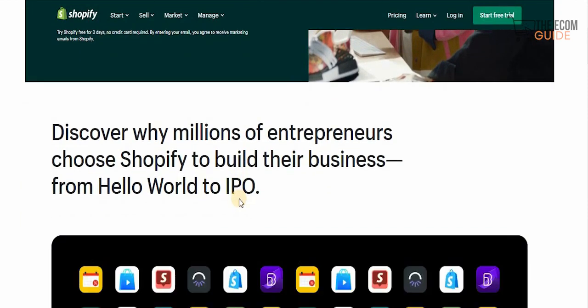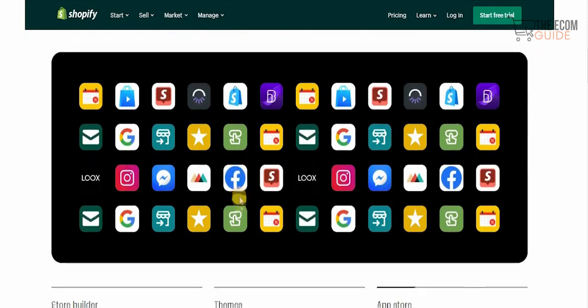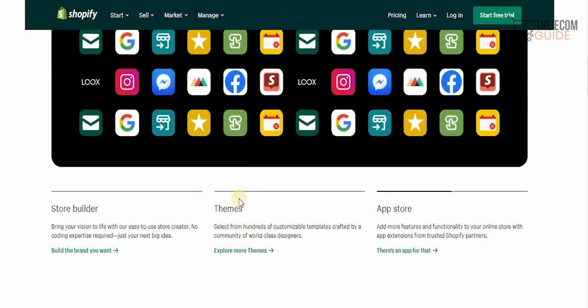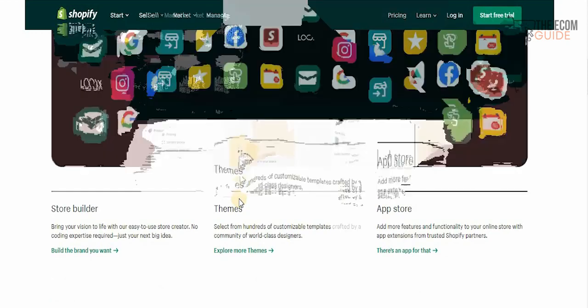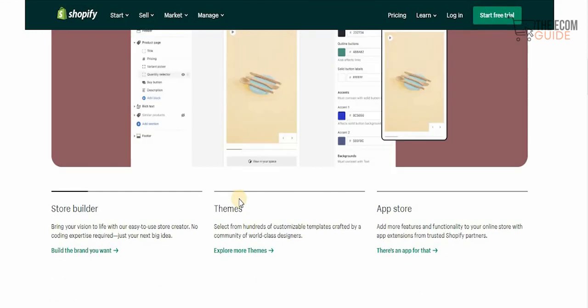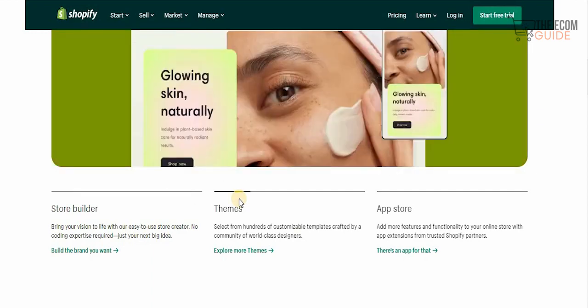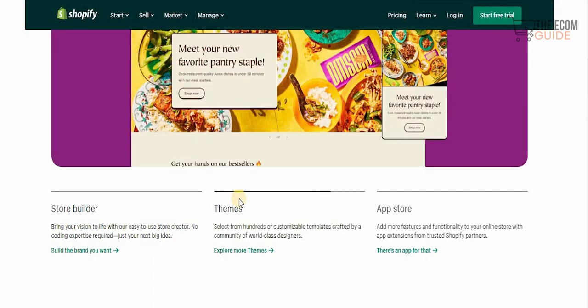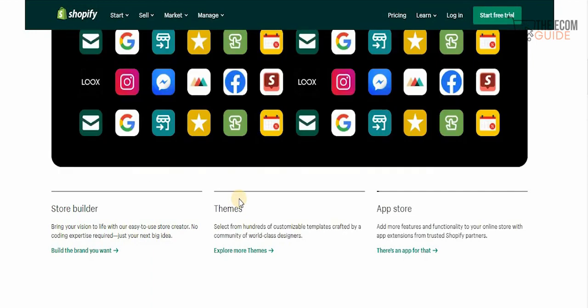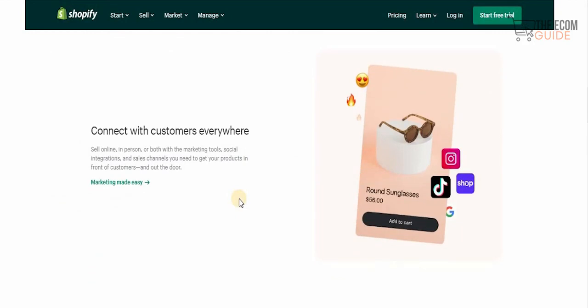The reason millions of entrepreneurs are moving to Shopify is because you can bring your vision to life with their easy store creator, and there's no coding expertise required. A lot of people think that if you want to get into dropshipping, you need to hire a front-end developer, a back-end developer, someone who understands UI and UX. But with Shopify, you don't need any of that, because they already have a selection of themes that you can customize and personalize for yourself. They even have an app store, and you can add different features and functionalities to your store by downloading those apps, and you can focus on building your business.